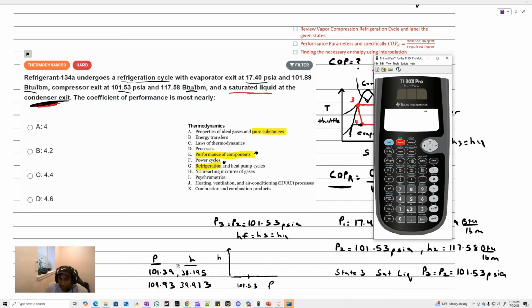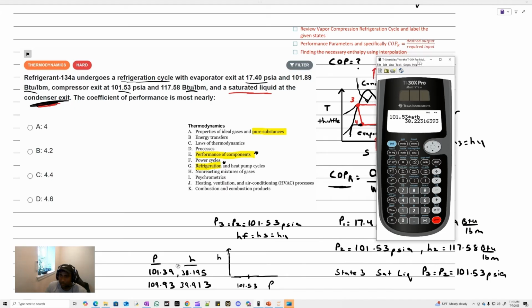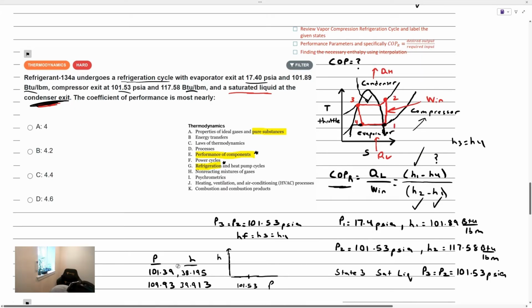So I know that my x value is just 101.53. That's my pressure. Multiply that by a. You see I'm accessing my stored variables here, mx plus b, and that's just stored right here, my y-intercept value. So I get a value that is pretty close to that 38.195, which is what I was looking for, 38.22 BTU per pound mass.